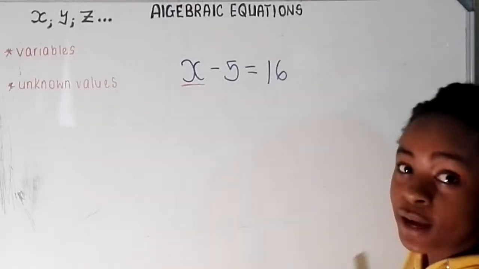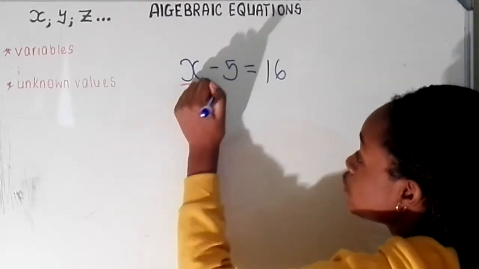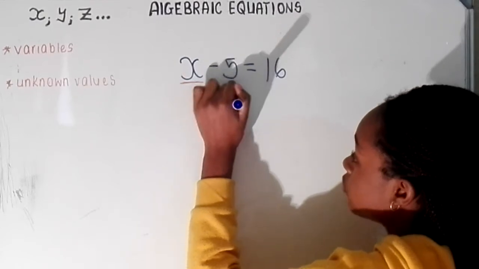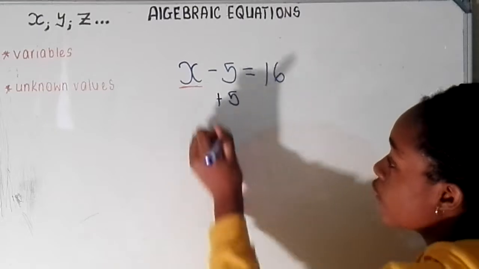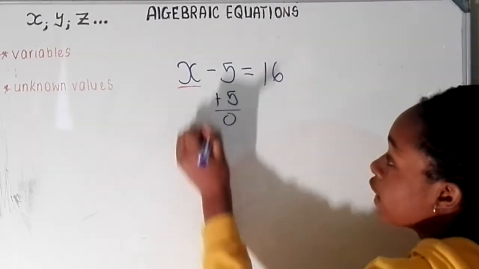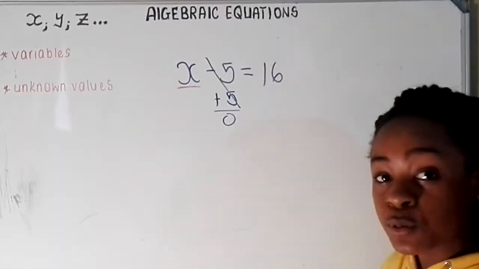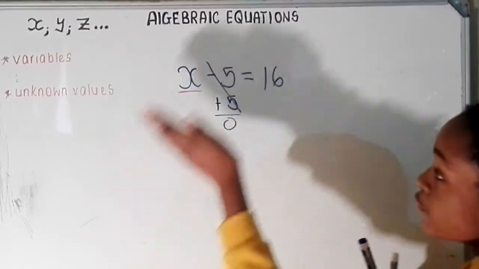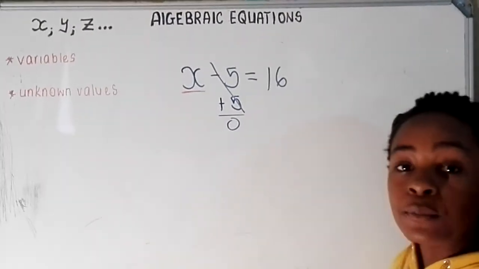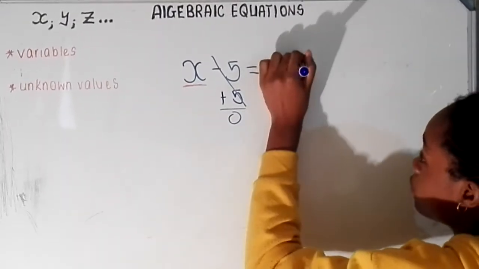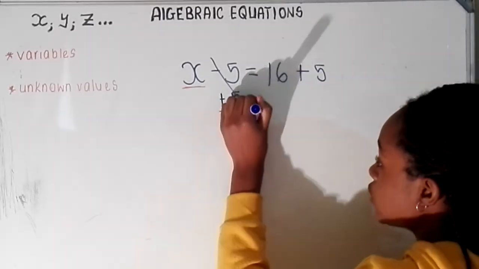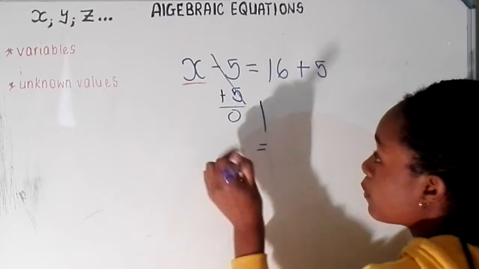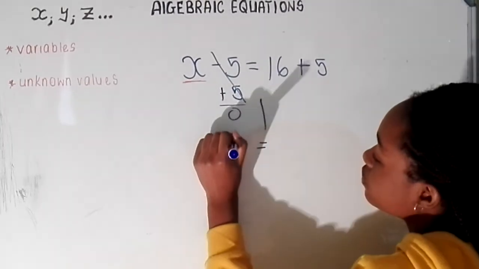What is the opposite of minus? Plus. So you're going to plus 5 over here, okay? Minus 5 plus 5 gives you an answer of 0. So it cancels. But whatever you do on this side, you have to do on this side. So I'm going to plus 5 also. Plus 5 over here, okay? So when I bring that all down, I'm going to have x on its own.